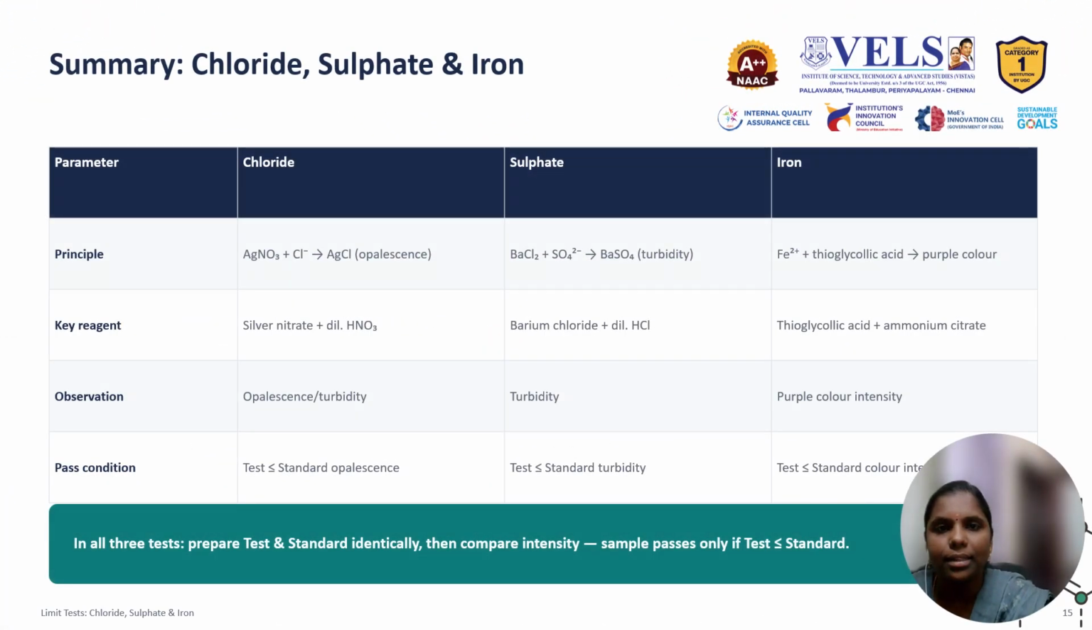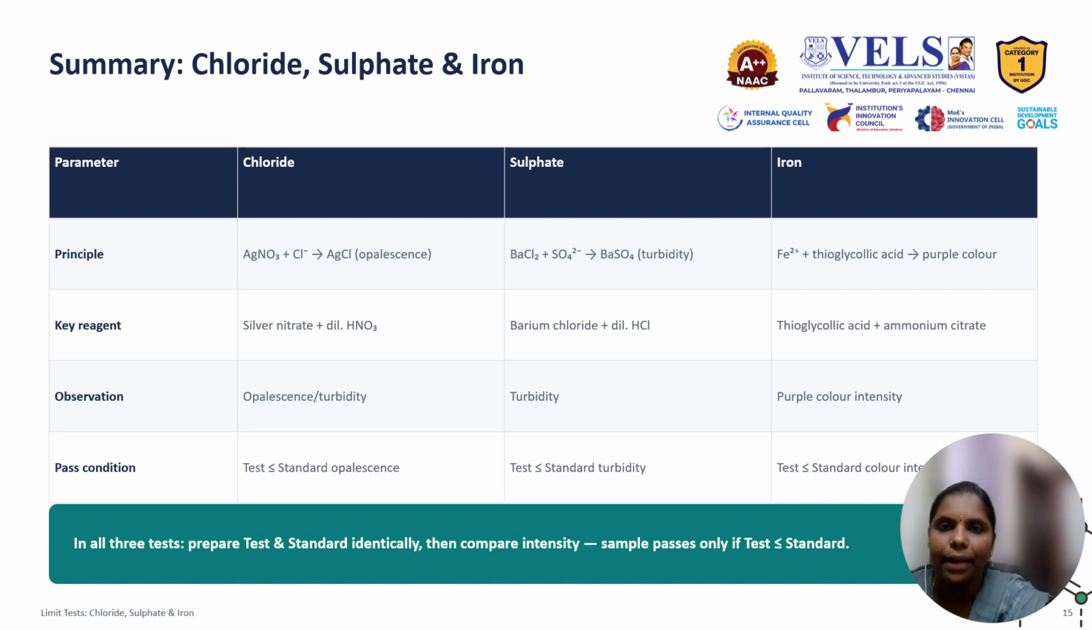Let us summarize all the three tests. In the limit test for chloride, silver nitrate reacts with the chloride. It leads to the formation of silver chloride. This silver chloride is responsible for the formation of opalescence. In the limit test for sulfate, barium chloride reacts with the sulfate to form barium sulfate.